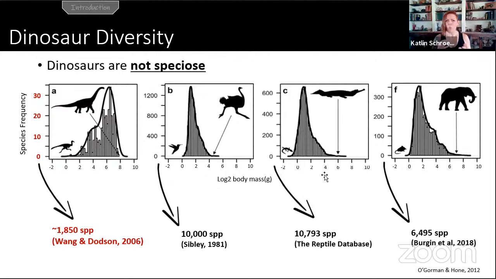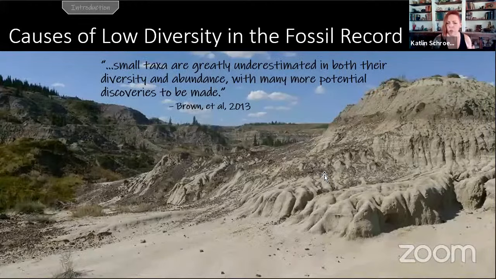So at this point, looking at this data, we start to ask ourselves, what's going on? Why is dinosaur diversity so low? And why do they have that kind of backwards body size distribution where most dinosaurs are big? So the first thing we have to do is take a step back and address the fact that when we study non-avian dinosaurs, we're looking at a limited data set. They're extinct, the fossil record is not perfect, and not everything fossilizes.